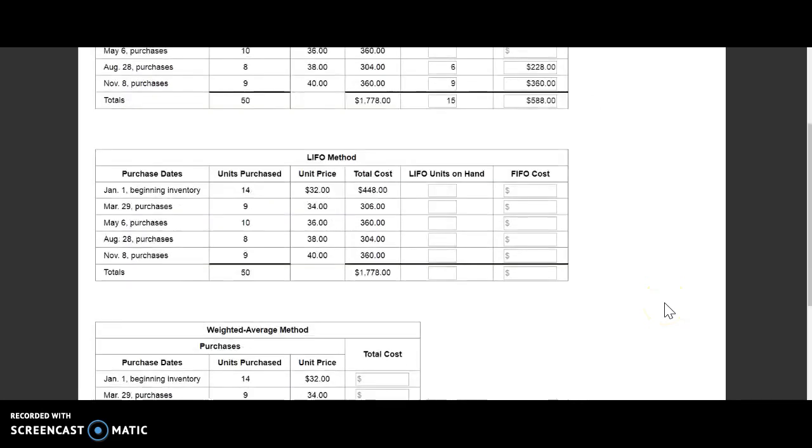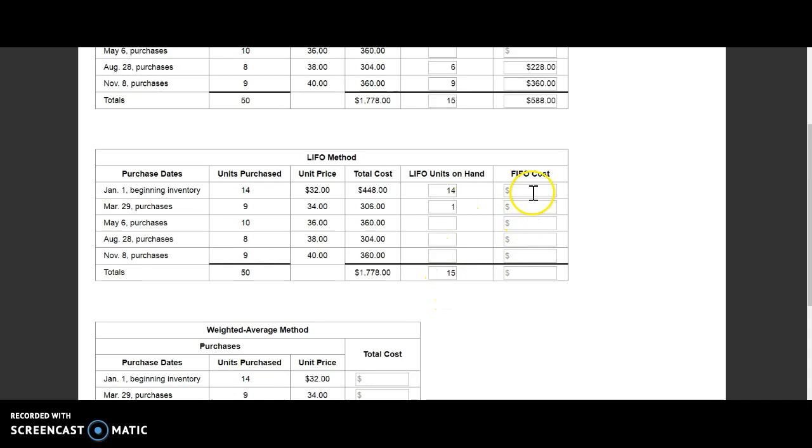Okay, now I'm going to look at LIFO. LIFO means last in, first out. So it means these last ones that I've purchased are the first ones that I sell. So what's left over is going to be the first ones that I bought. Okay, so I'm going to start up here now. Remember, my units left on hand are 15. So this first one, beginning inventory from January 1st, I'm going to use 14 of those. Then I just have 1 left from my March 29th. Okay, 14 plus 1 is 15.